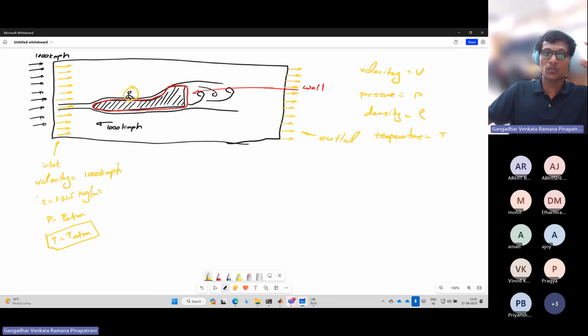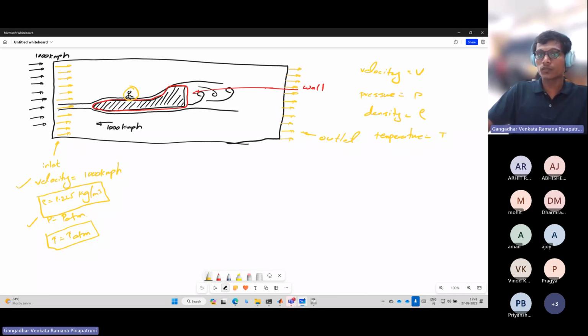Also, if you see that density is not significantly changing, you can assume the density is also constant in the entire computational domain. Okay, so now the key boundary conditions are velocity and pressure. Both you applied here because you know this is the atmosphere. So the atmospheric pressure you applied as a boundary condition, and the velocity also you applied as 1,000 kmph. So now this boundary condition is done.